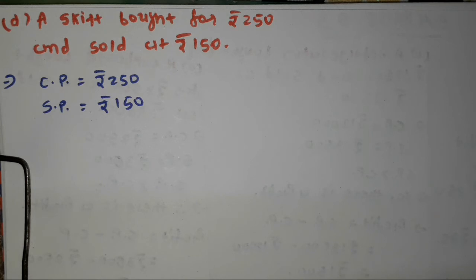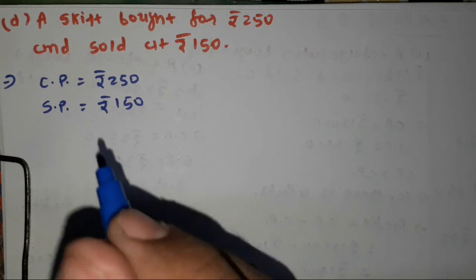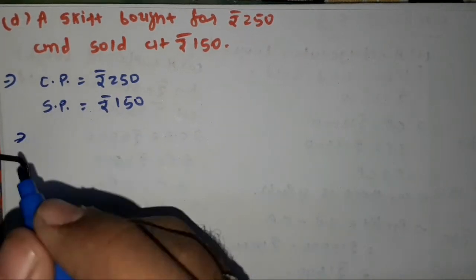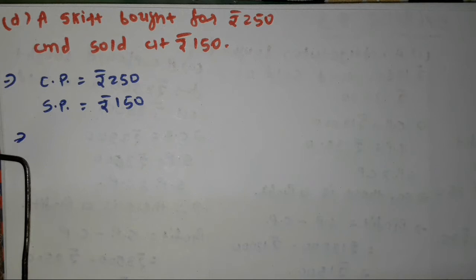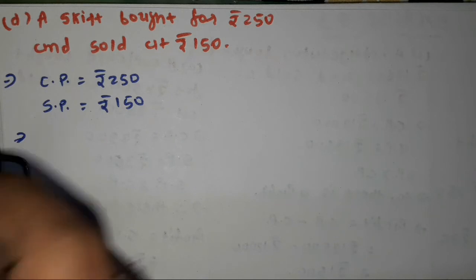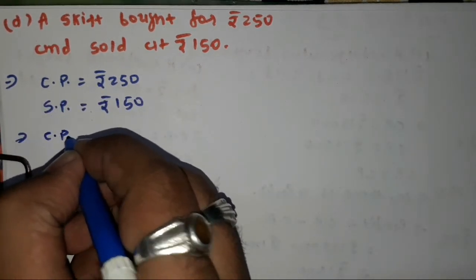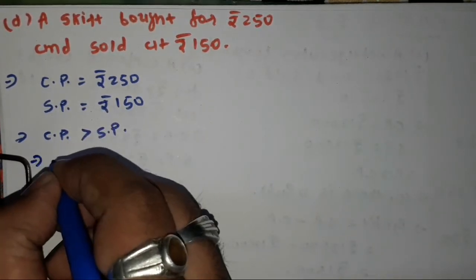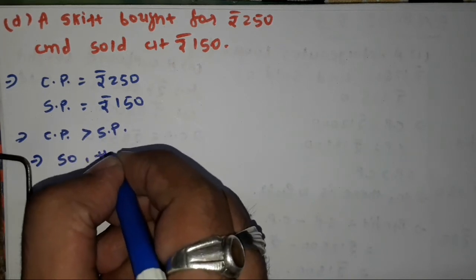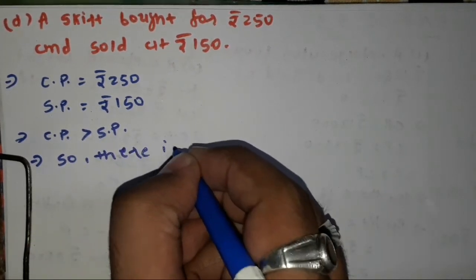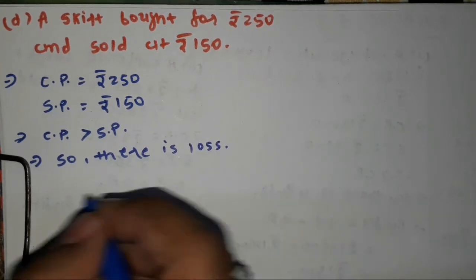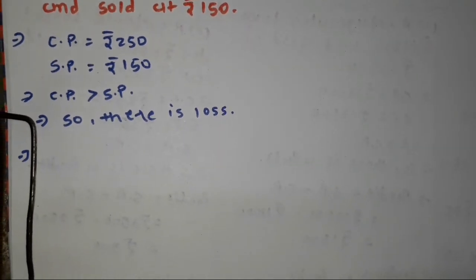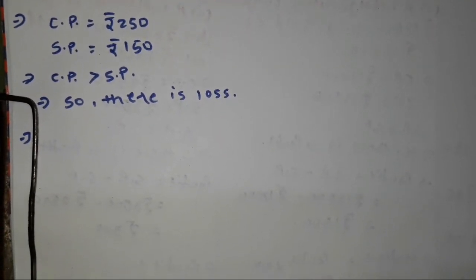Now in this case, we can see that selling price is less than the cost price. So we know that whenever selling price is less than the cost price, that is the case of loss. So here I can write that cost price is greater than selling price. So there is a loss. Now, how much is the loss amount? So here we have to also check how much amount of loss is there.